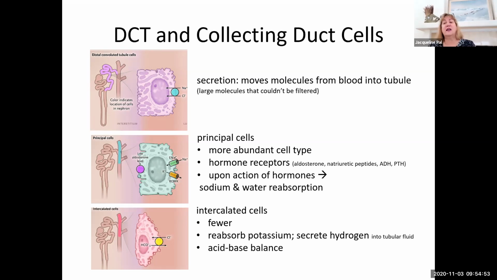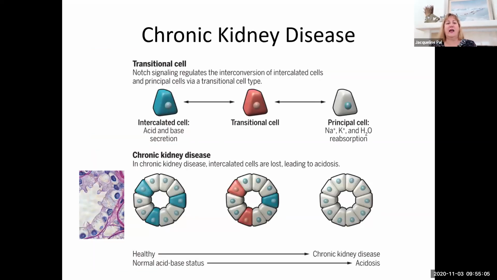And the intercalated cells, their job has to do with acid-base balance. They are going to be secreting hydrogen ions, so to get rid of extra acids.